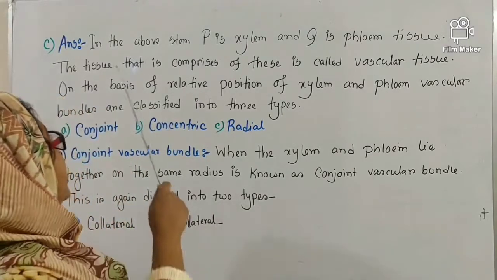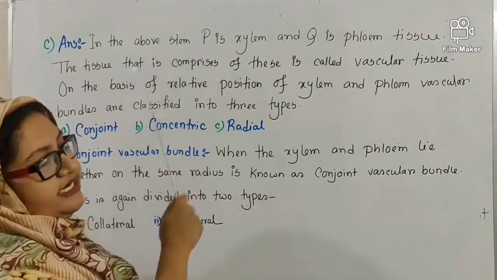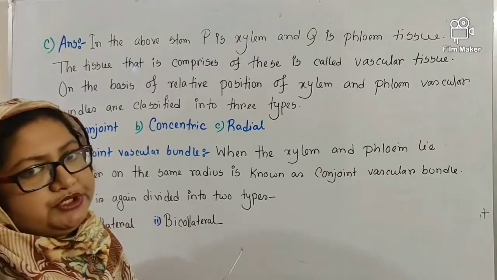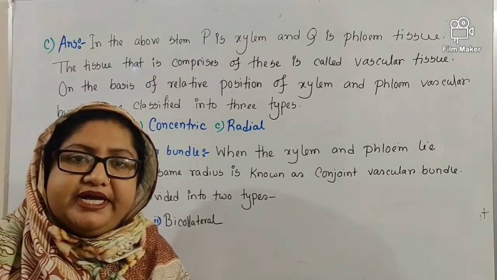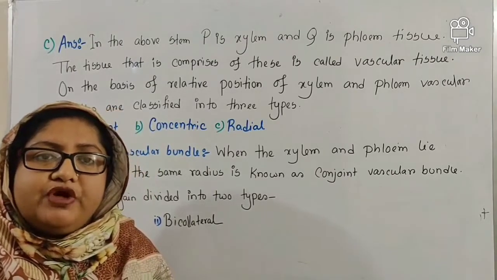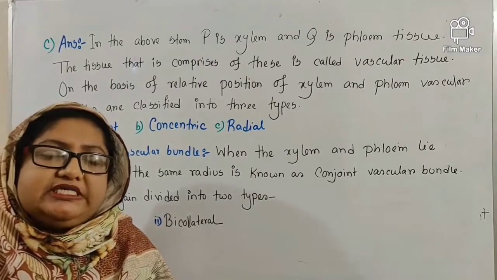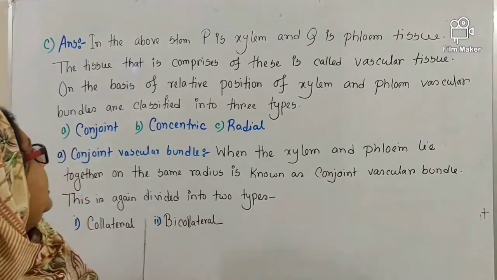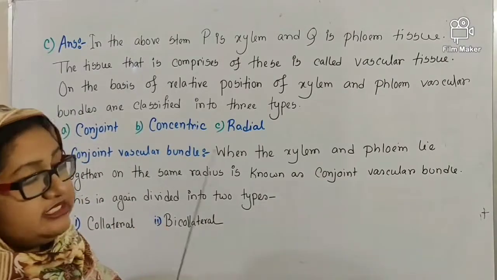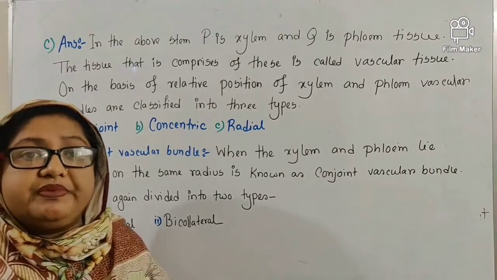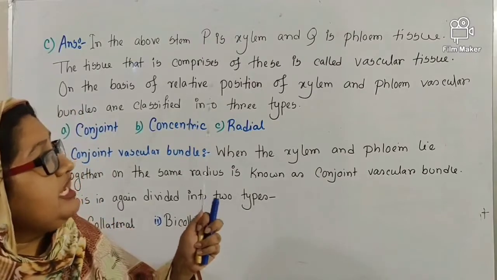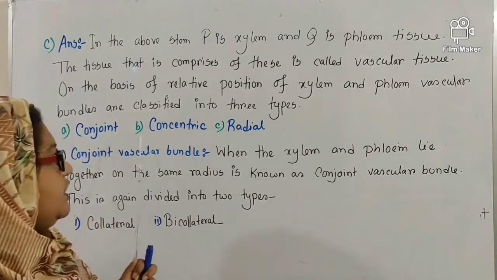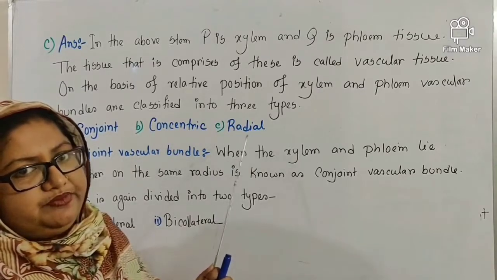Now the answer. In the above stem, P indicates xylem tissue and Q indicates phloem tissue. The tissue that is composed of the combination of xylem and phloem is known as vascular tissue. These vascular bundles are classified into 3 groups on the basis of the relative position of xylem and phloem. Now the types: conjoint, concentric, radial.